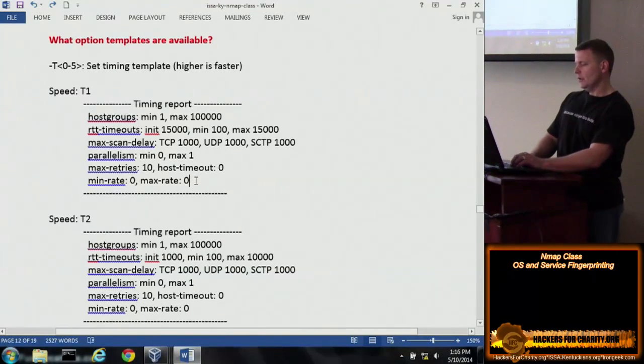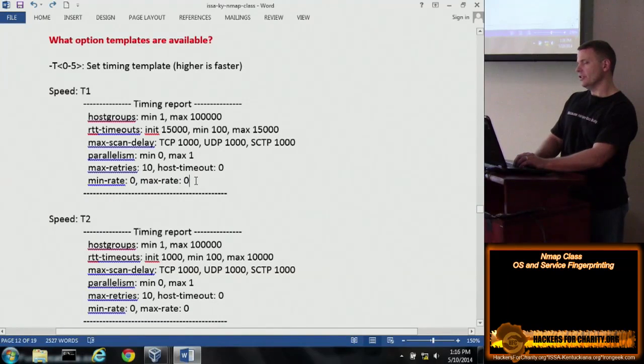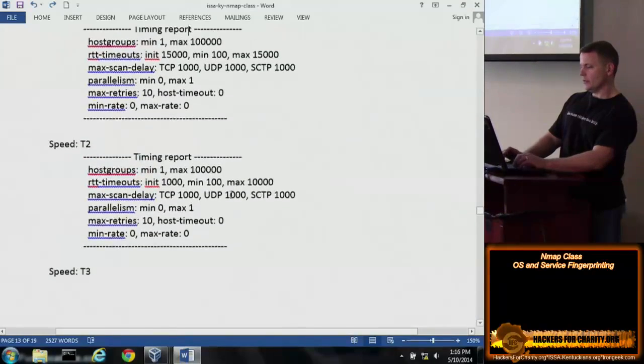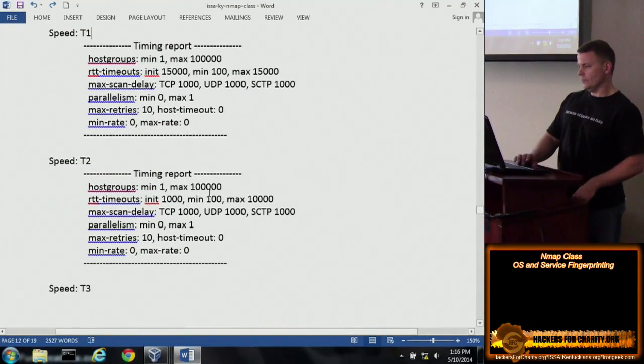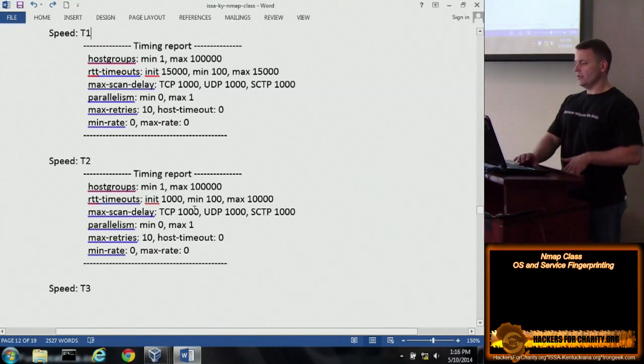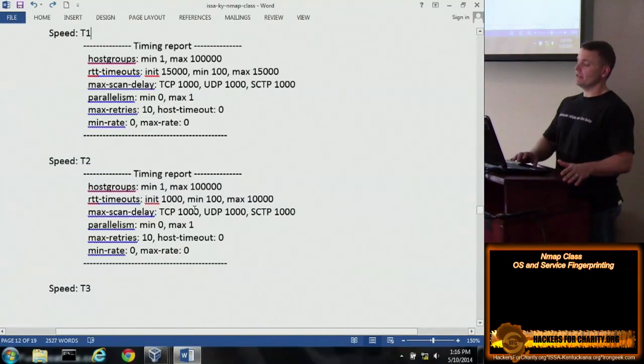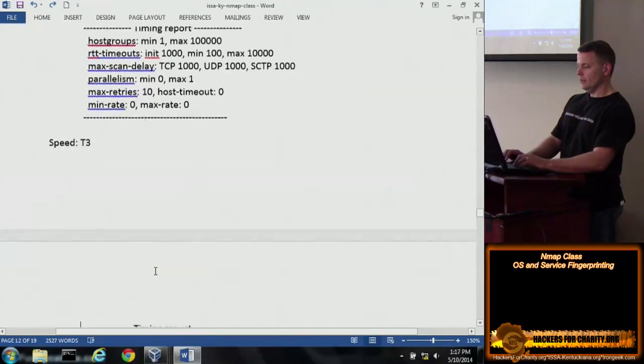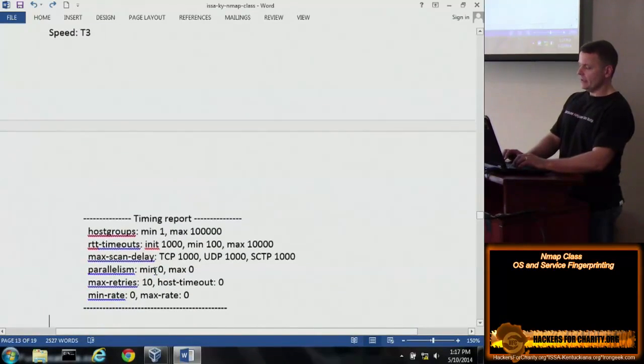When you see a 0, it's not literally a 0. It means that it's unbounded, I guess is the best way to put it. So the T2, try not to scroll up too fast, keeps most of the same values. This is still a very conservative scan, but it's going to start out with the different round trip times, so the timeouts on it, and then there's T3.